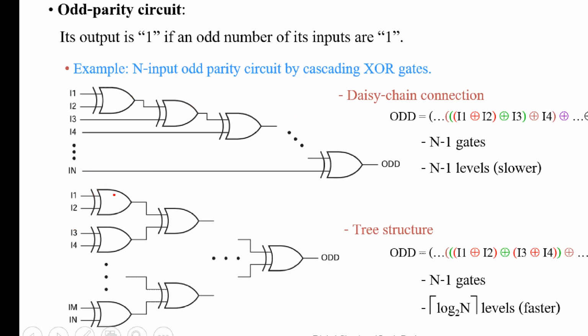This one also has the same number of logic gates, but this one is faster, right? Because you can operate these at the same time, but for this one you must wait for this one to give an output before using this one to operate, and wait some propagation delay time of this one, and so on. So this one is faster, the tree structure, right? And this one is called the chain connection structure.